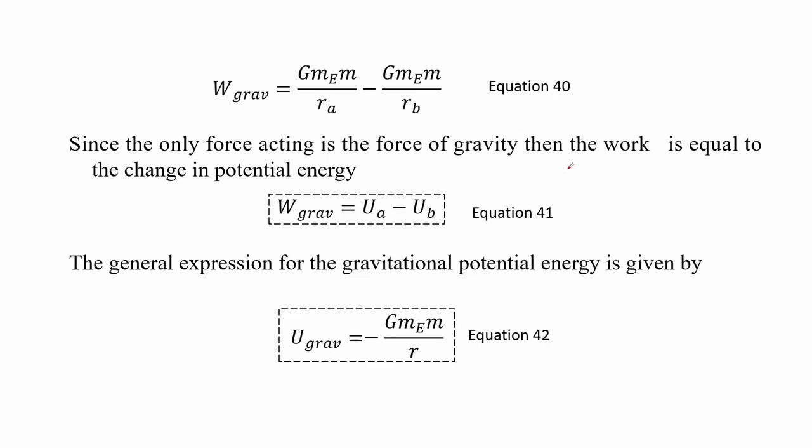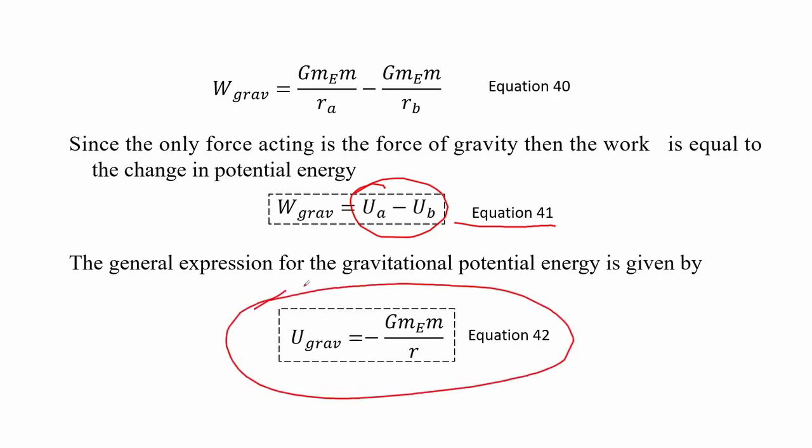Since the only force acting is the force of gravity, the work is equal to the change in potential energy as shown in equation 41. The general expression for the gravitational potential energy is given by equation 42.